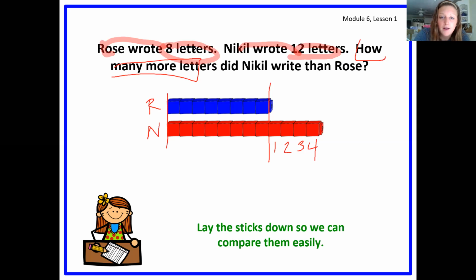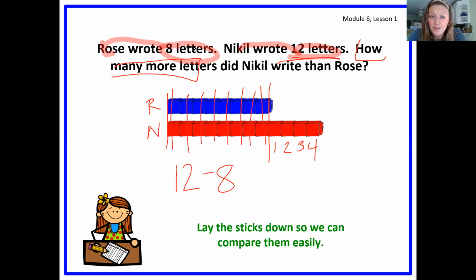So what I really did here is I took the 12 that Nikil wrote, and then I was like, okay, I know that if I subtract 8, they kind of equal each other out in these 2 rows that we have, and what I'm left with are these 4, right? So Nikil wrote 4 more letters than Rose, okay?